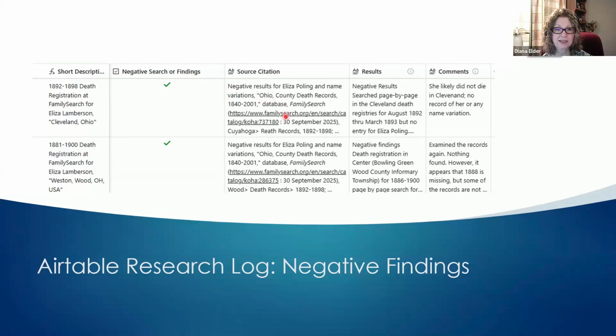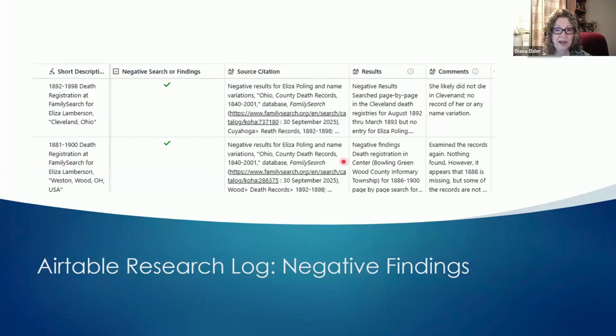And then we have the database and we have specific. And I love that in the results column, we learned that these were negative results, but we searched page by page in the Cleveland death registries. So this is additional information, and it's so important to note that, because if you don't note that, then maybe someone wouldn't realize or you wouldn't remember you had done that. So that could even be in your citation if you're writing this up for a final proof, where you wouldn't be discussing your search. You would just have it in the citation. So the comment, she likely didn't die in Cleveland, no record of her or any name variation.